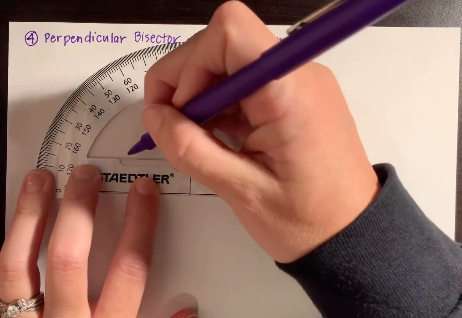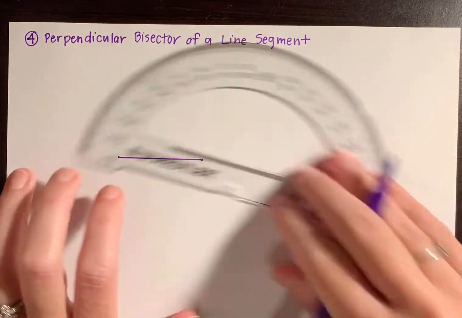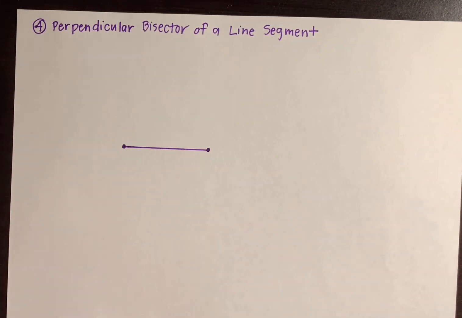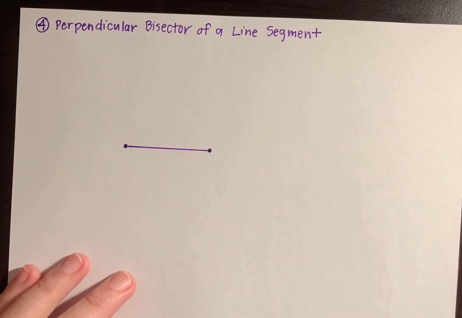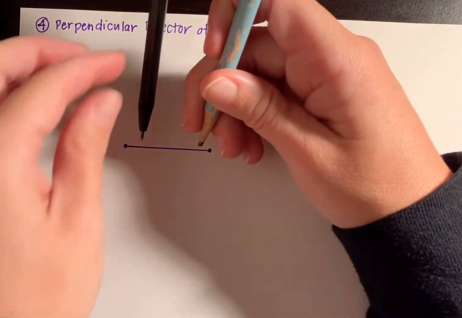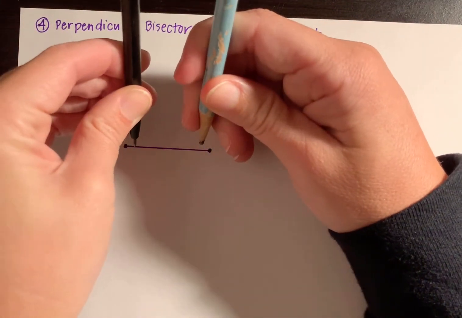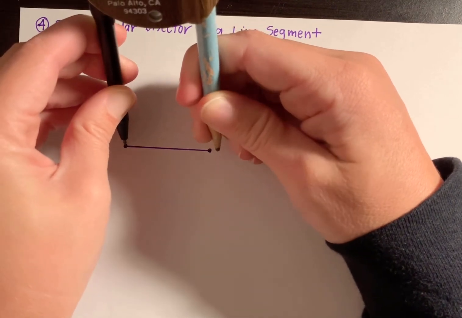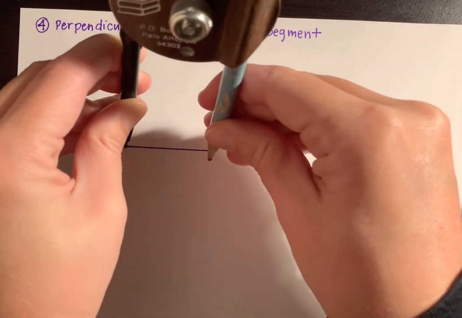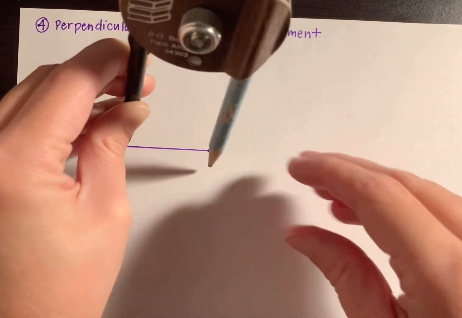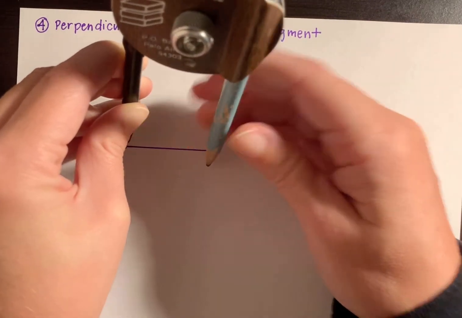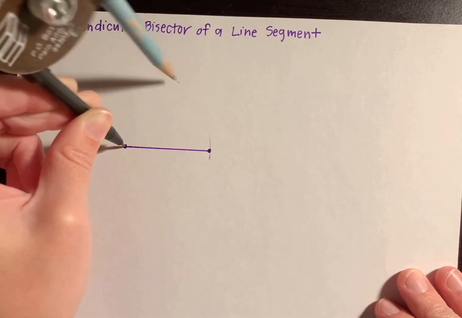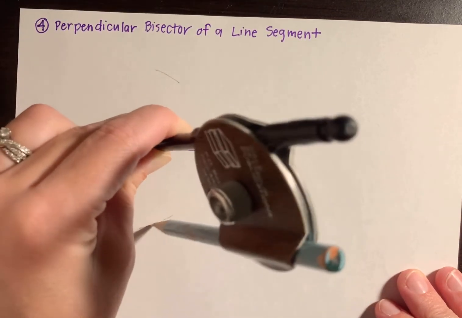First thing we need is a line segment that we're going to bisect. So I'm going to go ahead and draw my generic line segment and put 2 vertices there. Now what we're going to do is I'm going to widen my compass to the width of this line segment, just like this, till it goes through that point. There we go. And then I'm going to make a mark above the line and a mark below the line.